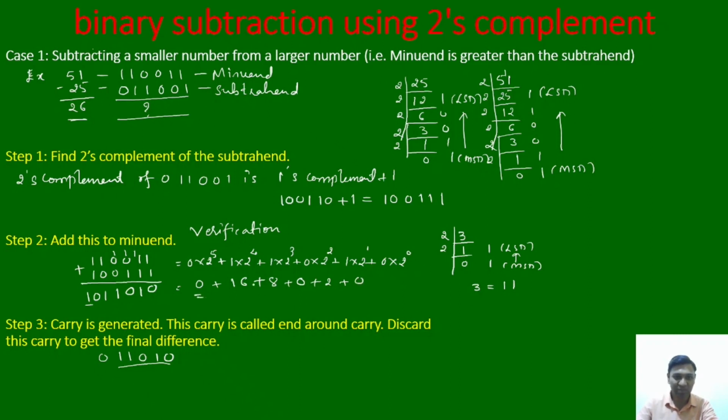Now let us simplify. 16 plus 8, it will become 24. 24 plus 2 is 26. So whatever we got in binary notation, that is matching with the answer.